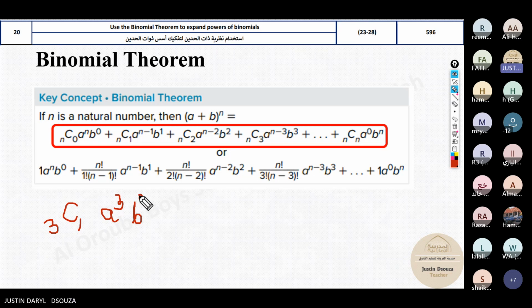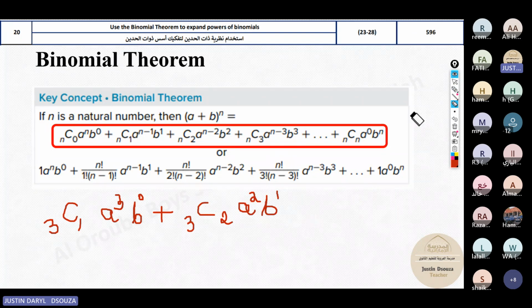Then plus the next term. The n does not change, n will always remain, but you're increasing the lower number by 1. Here a will always be subtracted by 1. It will be 2 over here because 3 minus 1, and b will be 1. Did you guys notice I wrote this wrong? Anyone?